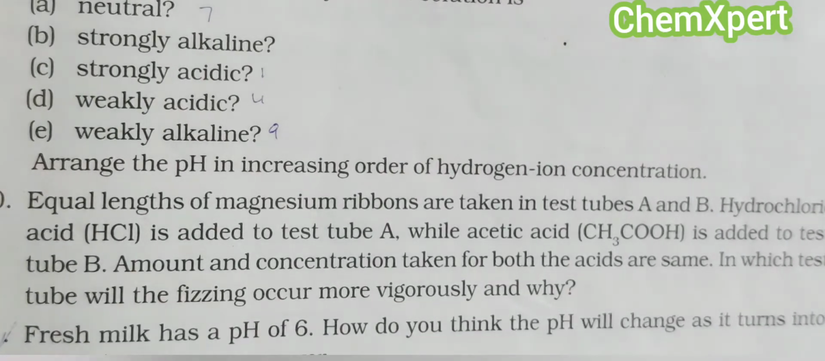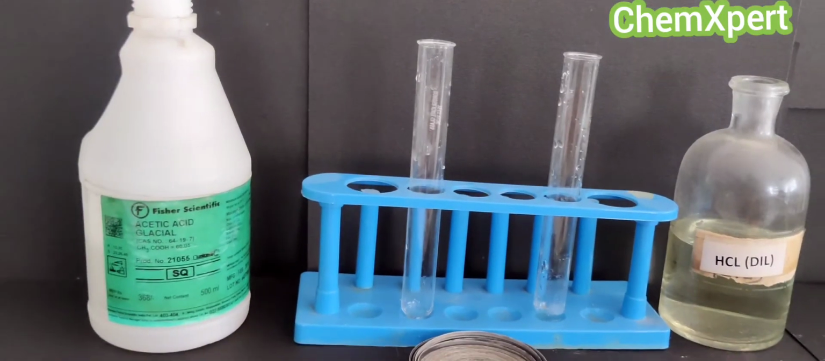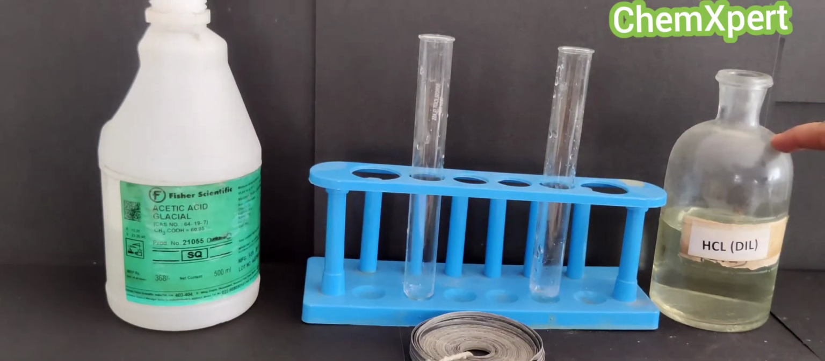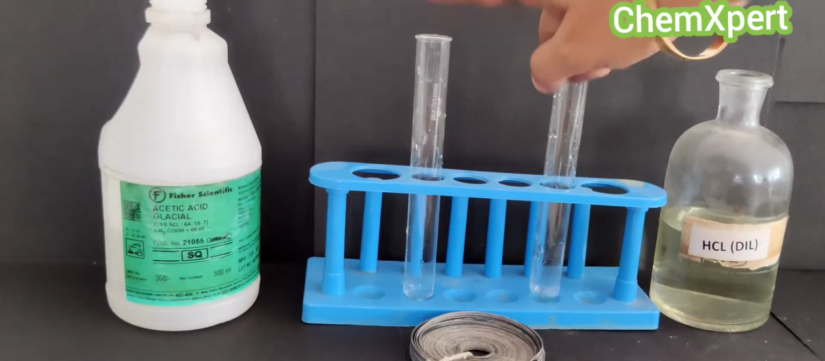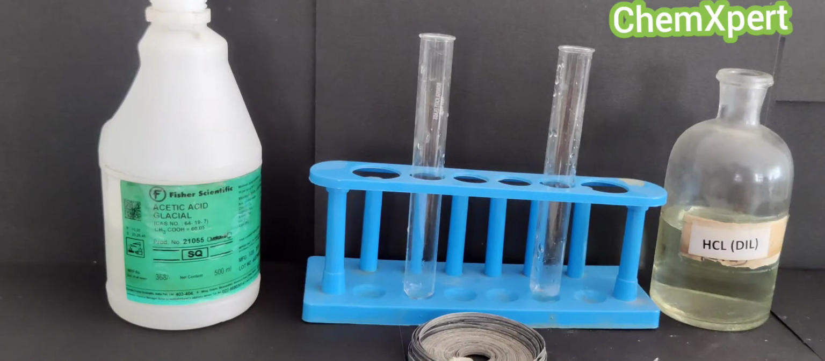So this is the question here. For this we require the apparatus: two test tubes, A and B, dilute HCl for test tube A, acetic acid for test tube B, and the magnesium ribbon. Now we will perform this activity and see in which case the reaction is more vigorous.